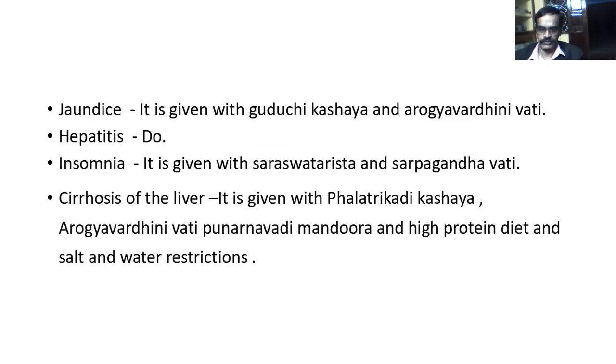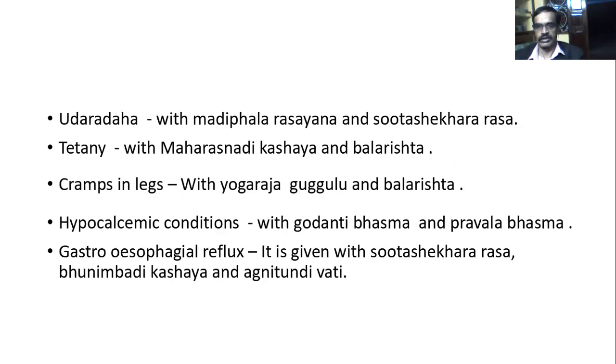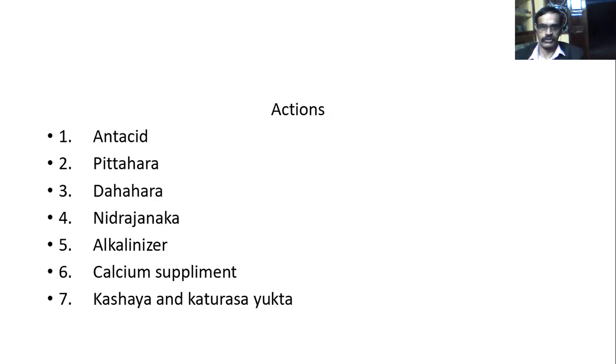Okay, so these we have seen. In Udadaha, it is given with Ushirasava internally, and Shatadhauta Ghrita for external application. In Urodaha, it is given with Madhupal Rasayana and Chandanasava. In Udaradaha, it is given with Madhupal Rasayana and Sutashekhar Rasa. In tetany, it is given with Maharasnadi Kashaya and Balarishta. In cramps in legs, it is given with Yogaraja Guggulu and Balarishta with good results. In Udaradaha, burning sensation of the abdomen, it is given with Madhupal Rasayana and Sutashekhar Rasa. In tetany, with Maharasnadi Kashaya and Balarishta. So this we have seen. In hypocalcemic conditions, it is given with Godanti Bhasma and Pravala Bhasma. In gastroesophageal reflux, it is given with Sutashekhar Rasa, Bunimbadi Kashaya, and Agnitundi Vati.